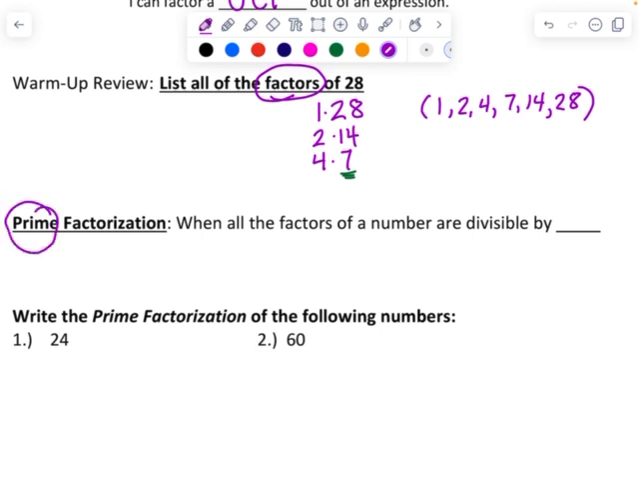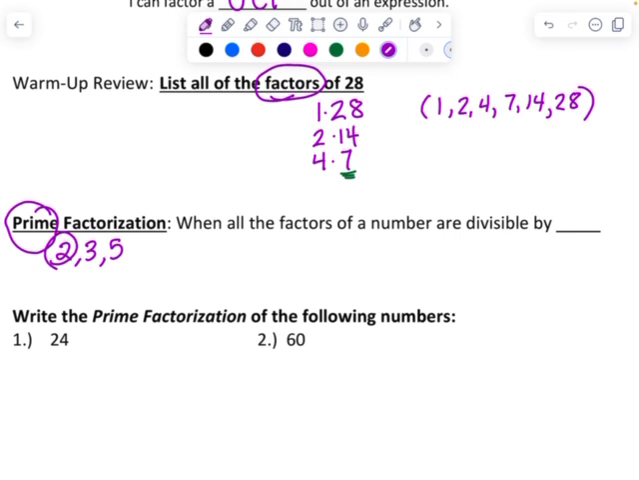Prime numbers are any number where the only factors are 1 and itself. So for instance, the number 3 is a prime number. Why? Because the only factors of 3 are 1 times 3. 5 is also a prime number. 1 times 5 is the only way to get 5. 2 is actually the only even prime number. 1 times 2. The other numbers that have more factors than 1 and itself are called composite.